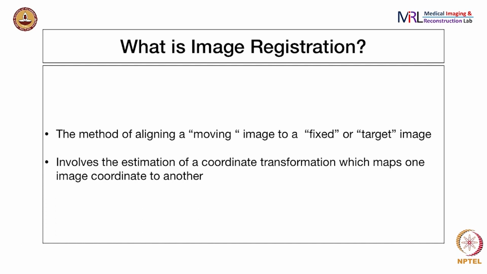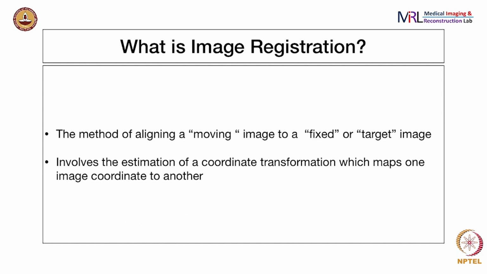Typically, this involves aligning a moving image, moving in the sense the image that is being transformed, and aligning it to a fixed or a target image. In this process, this involves the estimation of a coordinate transformation or a transformation matrix or a bunch of parameters which maps one image coordinate system to another.